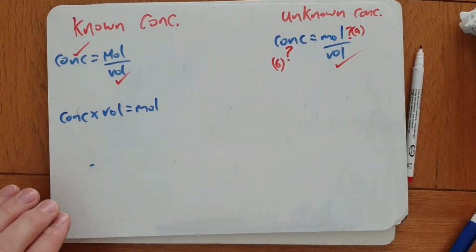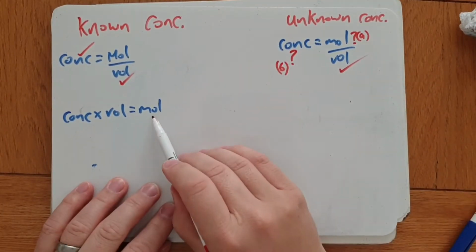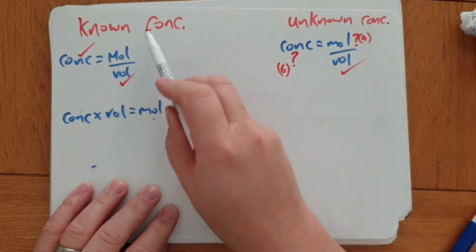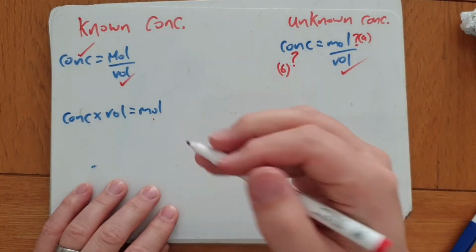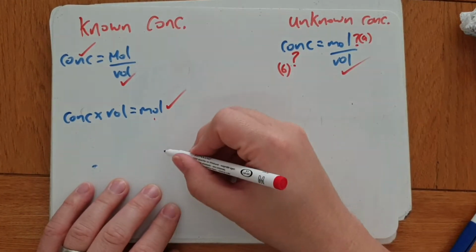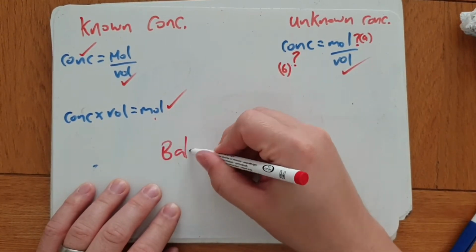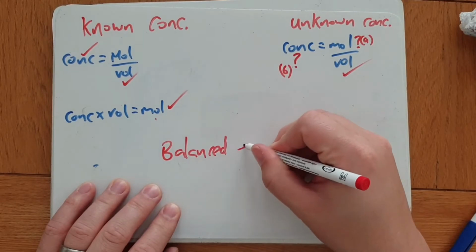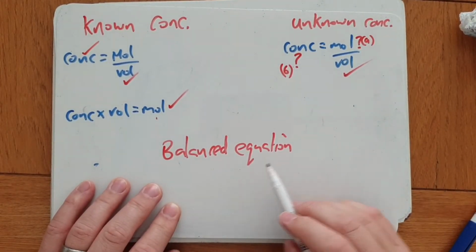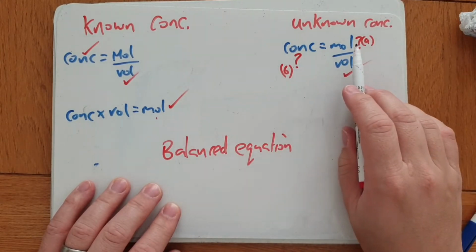Right, so they told us the concentration and volume. We've worked out the moles. Ding! So we know the moles now. Then you use your balanced equation, which again they will give you in the question. You use the balanced equation, and that lets you work out the moles of the unknown one.